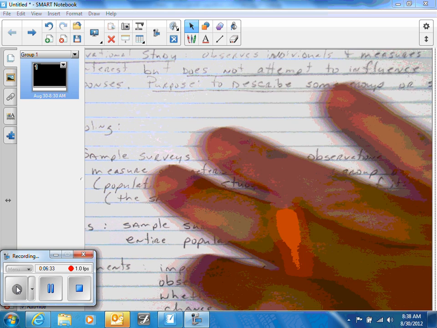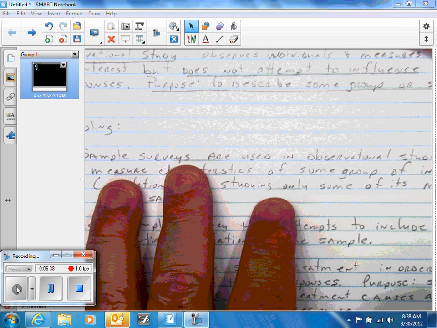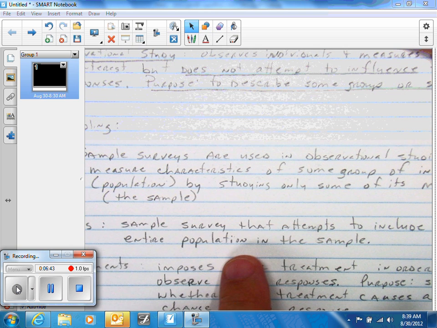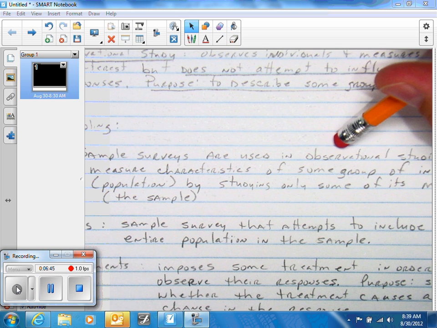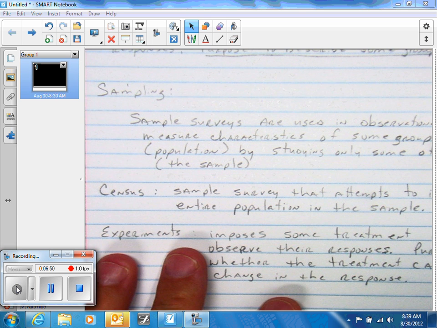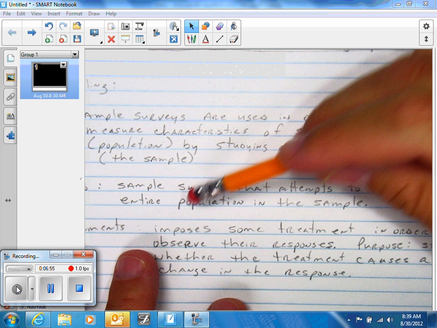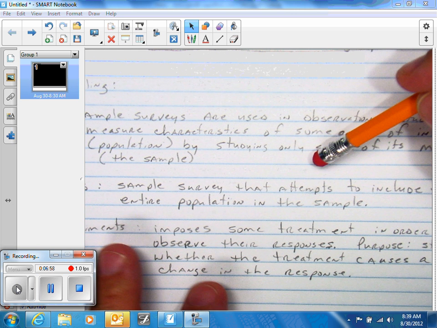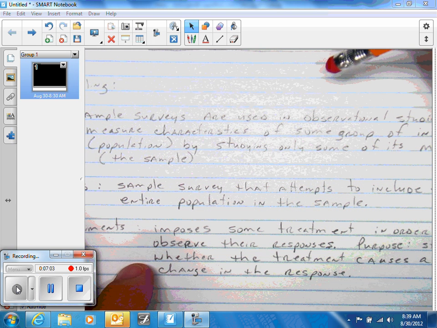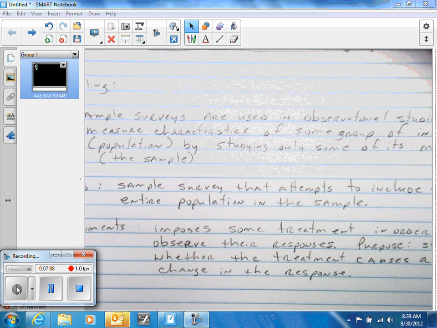All right, and I know this is kind of hard to read, ladies and gentlemen, but these are all definitions that are within the first 10 pages of your textbook. They're just in the little boxes, so no need to worry if you don't get them written down. You can go back and look at them. All right, a census is a sample survey, however, it attempts to include the entire population in the sample. Every few years, the United States has a census, and they try to take information for the entire population.